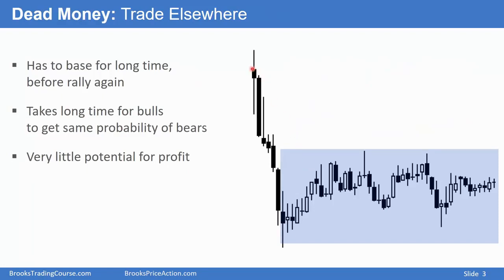The concept behind dead money, in a stock for example, it sells off and then it goes sideways. The idea is that it has to go a long time before bulls believe the bear trend has stopped. And after about 20 or 30 bars, the probability of a trend reversal up becomes as high as the probability for trend reversal down. During this process, 20, 30, 40, 50 bars, 100 bars, very little profit potential. No return on investment, so it's dead money, and you should trade elsewhere.